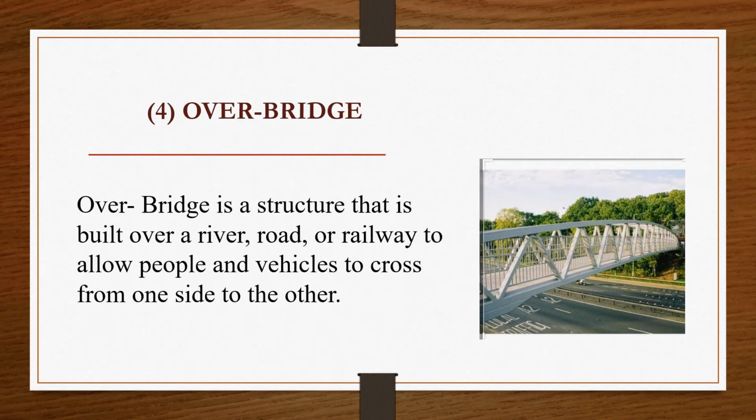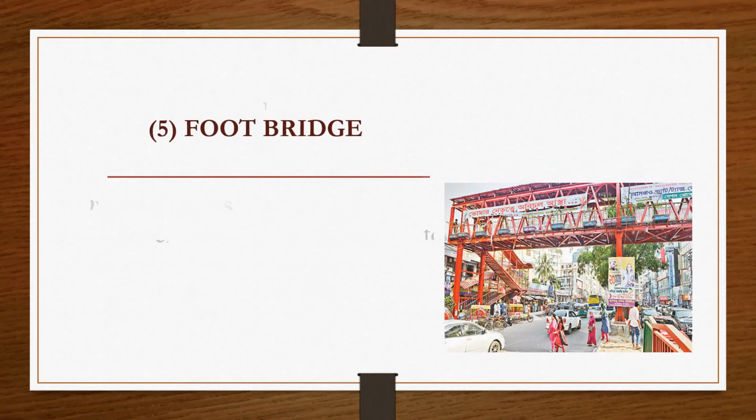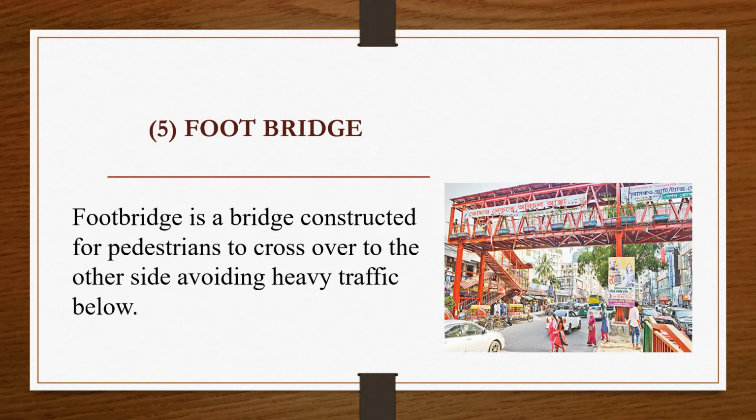Fourth, overbridge. Students, please see the given image. You can understand how an overbridge looks. An overbridge is a structure that is built over a river, road or railway to allow people and vehicles to cross from one side to the other. Fifth, footbridge. As shown in the image, a footbridge is a bridge constructed for pedestrians to cross over to the other side, avoiding heavy traffic below.